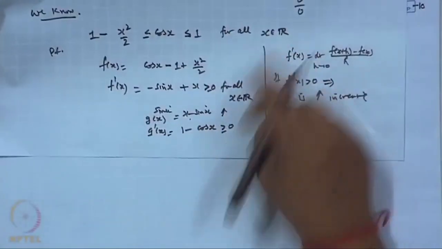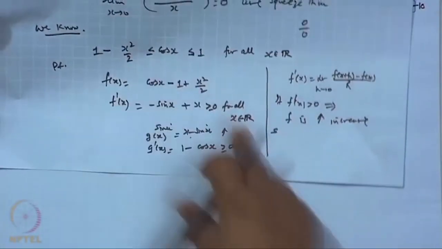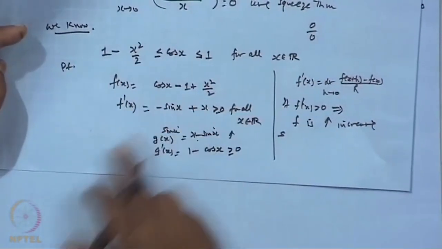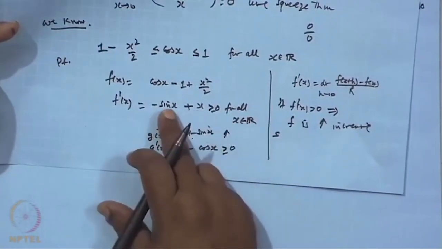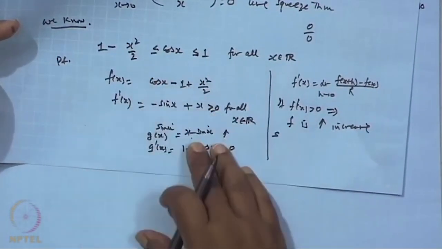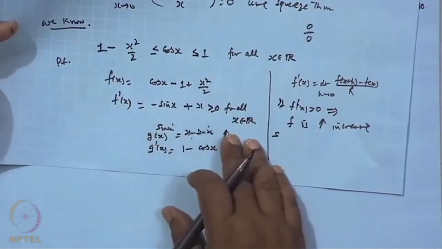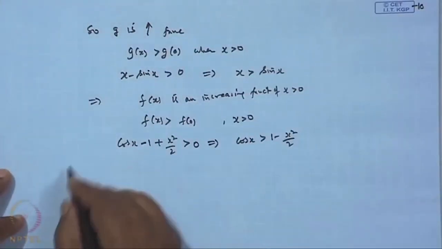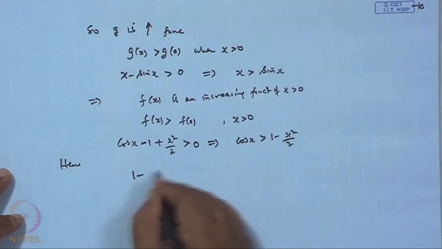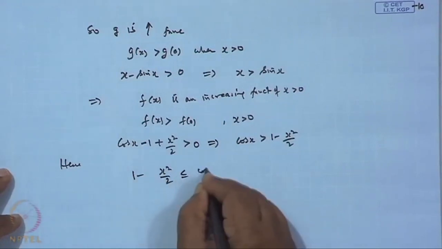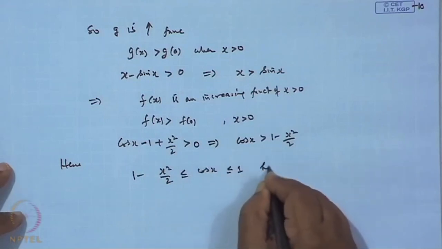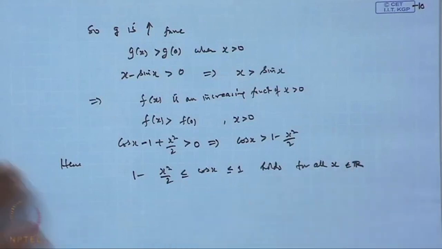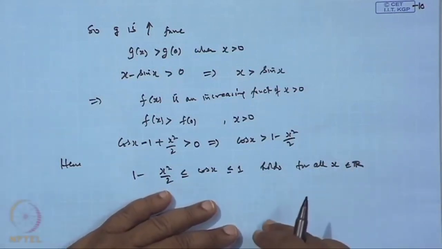Now, for x negative, in a similar way we can show the inequality holds, is it not? Even if x is negative, we can write this plus sin x, and we can further show that this holds, meaning it is an increasing function. So, if it is true, then hence 1 minus x square by 2 is less than or equal to cosine x, which is less than or equal to 1, holds for all x belonging to R.